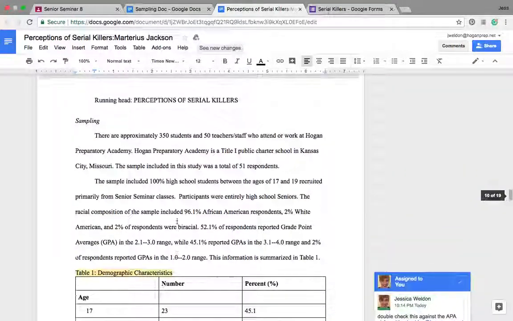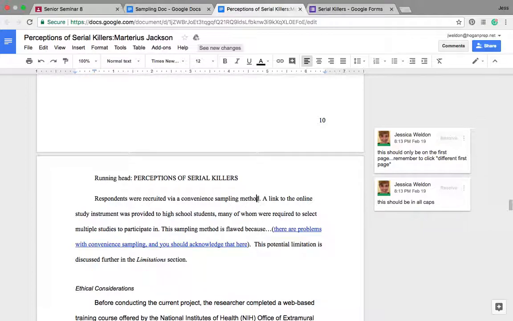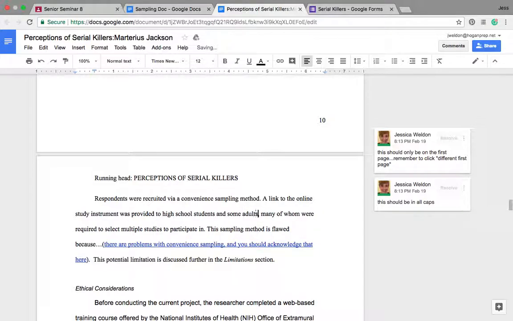The last little paragraph of the sampling section addresses the sampling method. It's a convenient sampling method. Let's read it together. Respondents were recruited via a convenient sampling method. A link to the online study instrument was provided to high school students and some adults, many of whom were required to select multiple studies to participate in. You know what? That doesn't make sense with that.